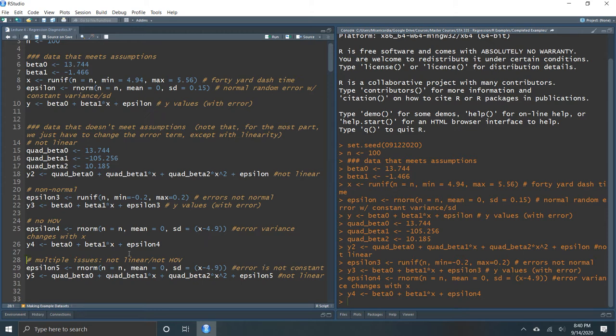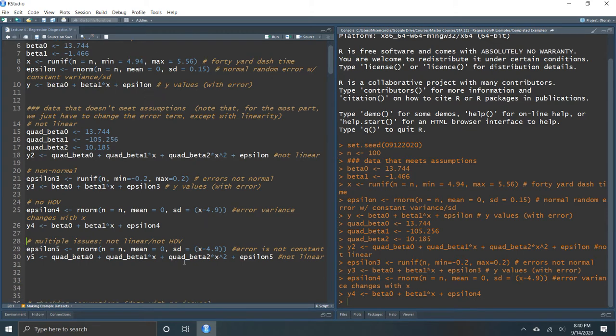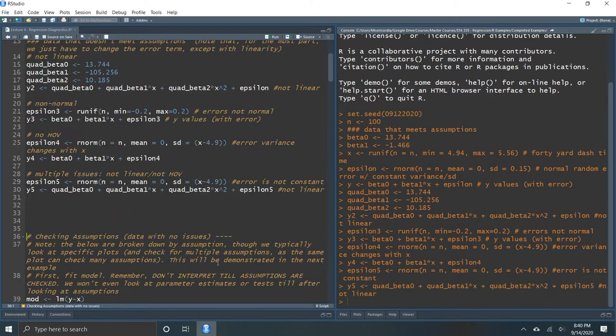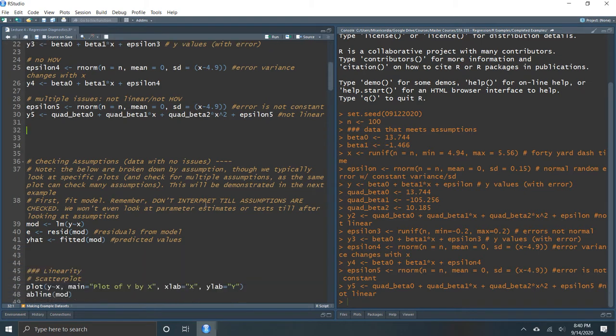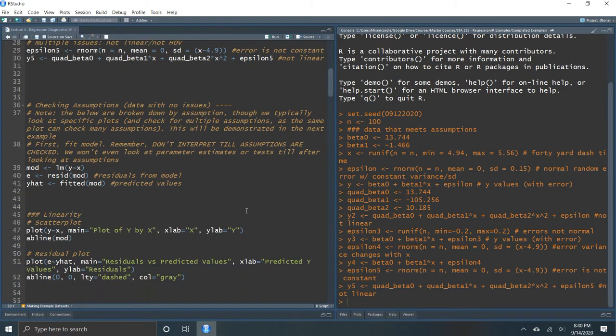And then in this final example, we're going to have multiple issues. We're going to use a quadratic, and we're going to have the homogeneity of variance change. So this is one where we're going to have multiple violations at the same time, and we'll see how that functions. So again, all of that is pre-typed code if you grab that, except for this epsilon piece where you have to type that into the quadratic. Now we can move on to actually checking our assumptions.